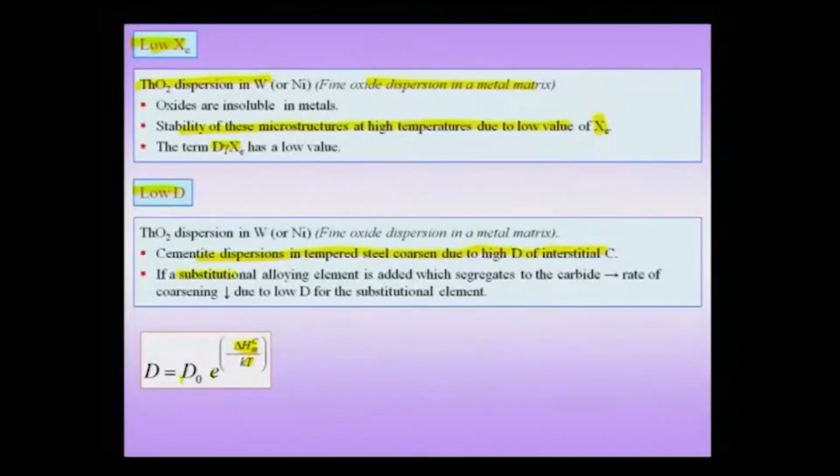Now, if you add a substitutional alloying element which specially segregates to the carbide, in other words, you do not just have an iron carbide, but you also have an iron-alloying element combination carbide, the rate of coarsening actually decreases due to the low D for the substitutional element.